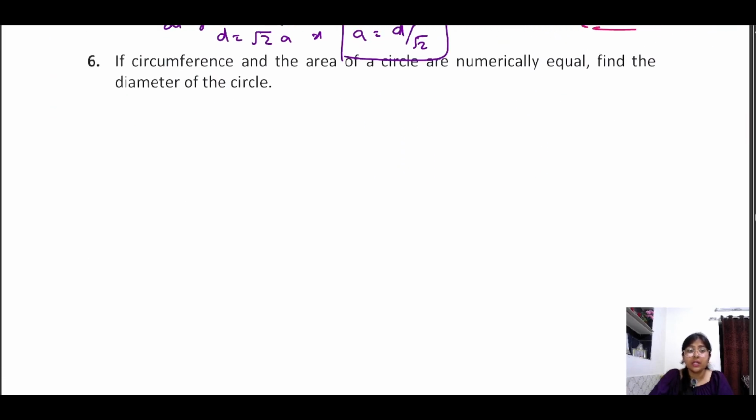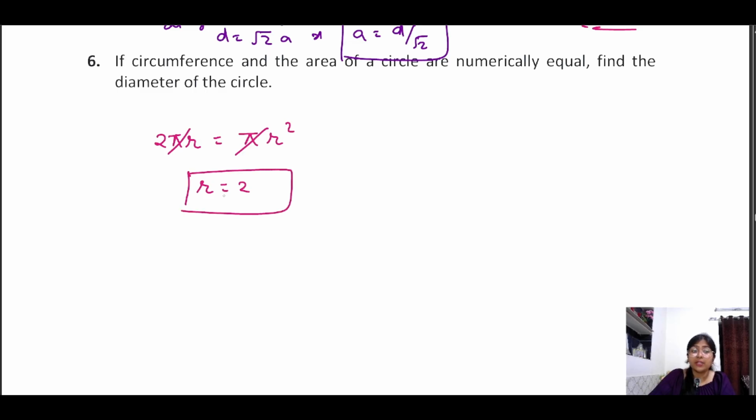Read the question. They are saying the circumference and the area of the circle are numerically equal. Numerically means the formulas are equal. What is the formula for finding the circumference? 2 pi r equals pi r square according to the question. If you simplify this, you will get the value of r as 2 centimeter. The diameter will be twice the radius, so the diameter is 2 into 2, that is 4 centimeter. This is clear to you, learners?